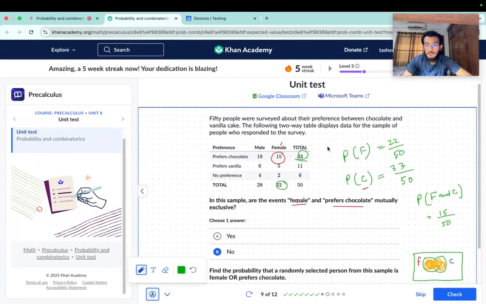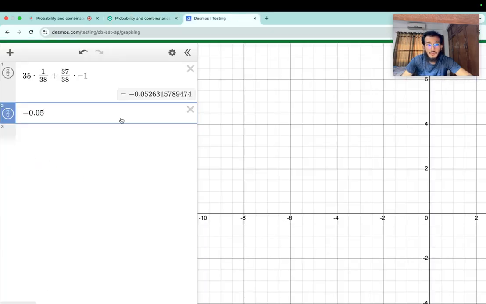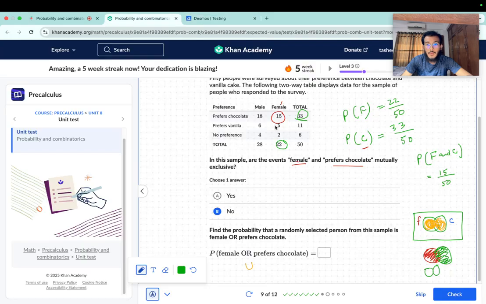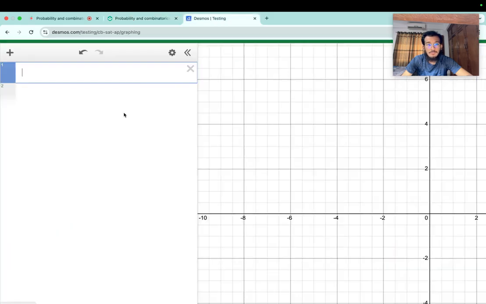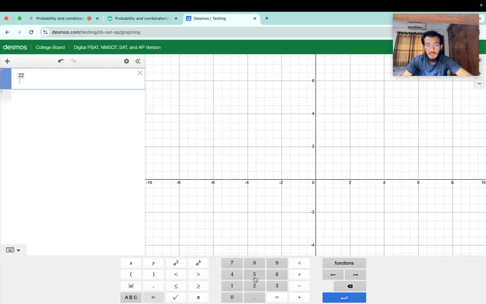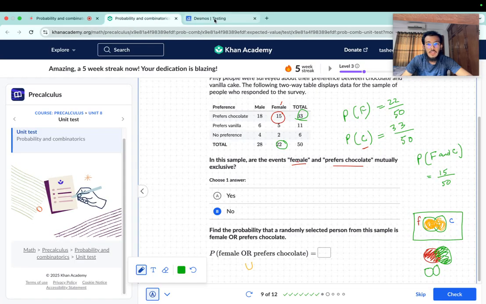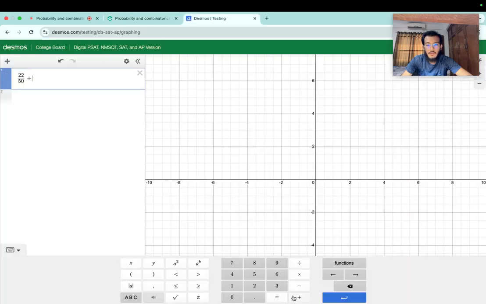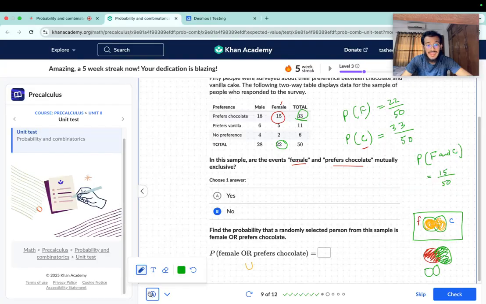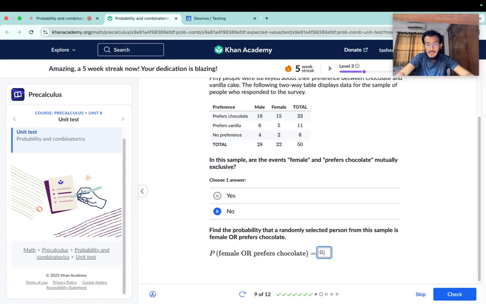So the answer would be 22 divided by 50, plus 33 divided by 50, minus 15 divided by 50, which is 0.8. There we go.